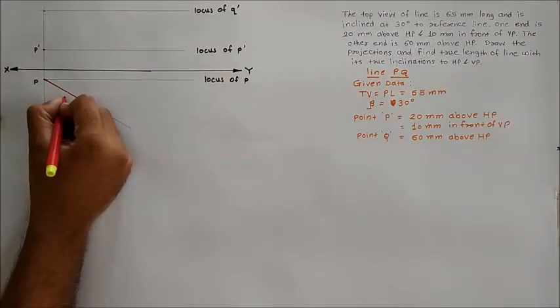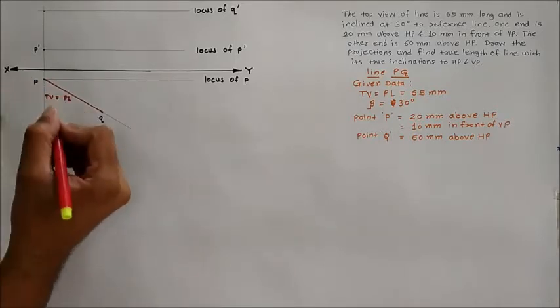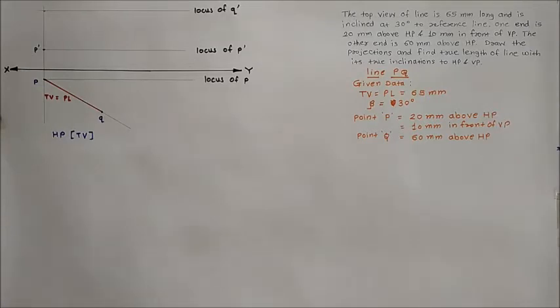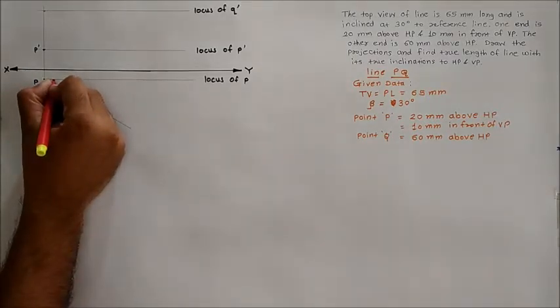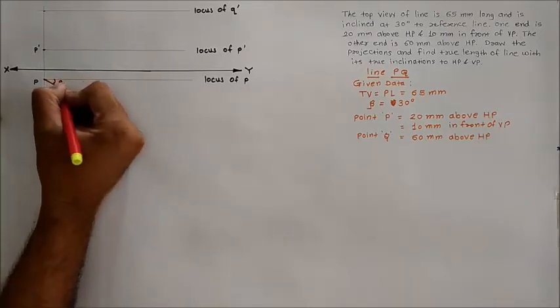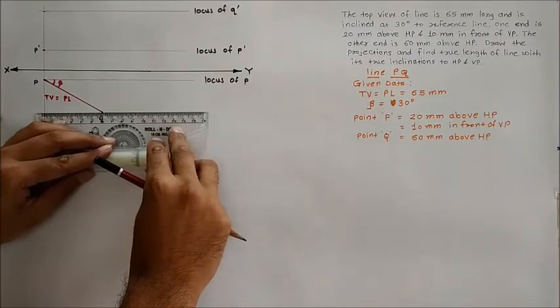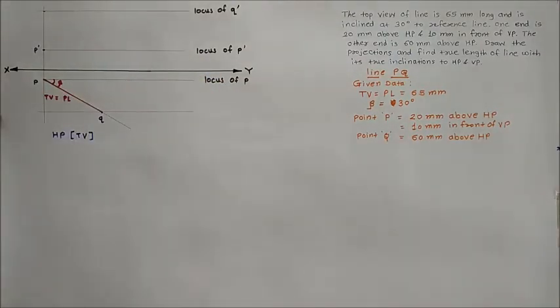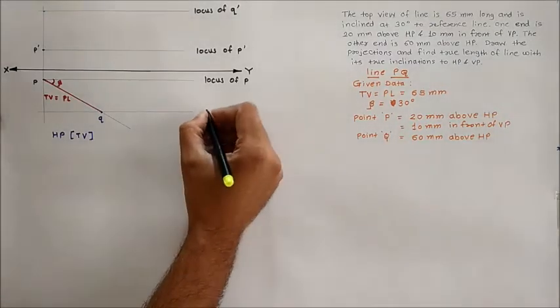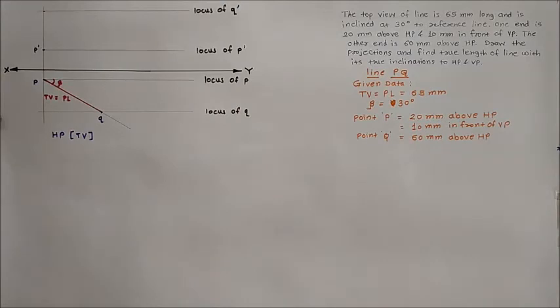This PQ is the plan length, which is the top view of the line. The angle made by the top view with the horizontal line is called angle beta, which is given as 30 degrees. After getting point Q, draw the locus of point Q. Give the nomenclature as locus of point Q. This was the given data that we have plotted.